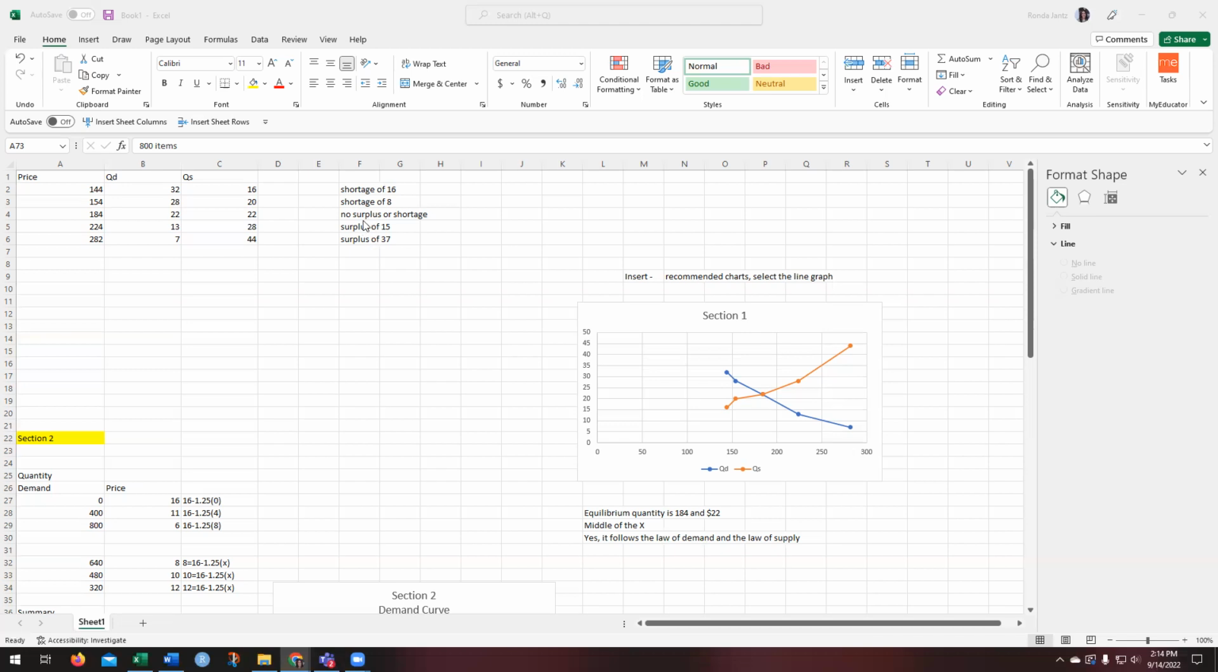The easiest place to start is at equilibrium, where the quantity supplied equals the quantity demanded. That would be at a price of 184 and a quantity of 22. Here we have more demanded than supplied, so that would be a shortage of 8. Here we have a shortage of 16. I'm finding this by taking 32 minus 16 and 28 minus 20. Down here, we are supplying more than we're demanding, so we're going to have a surplus, which means the supplier is going to have stuff that they don't sell.